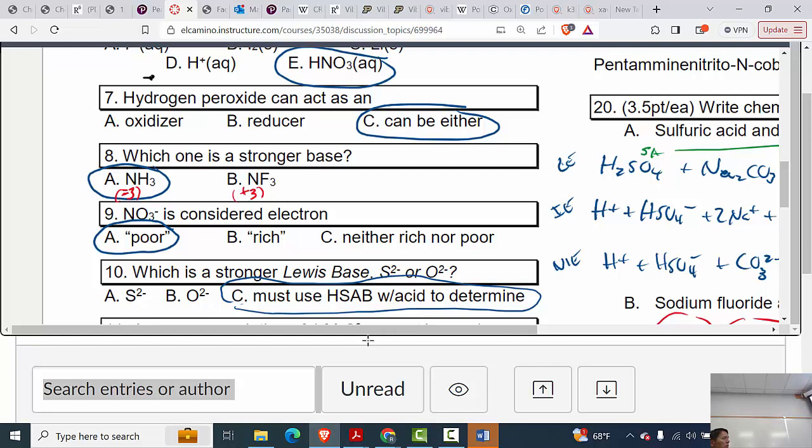Nitrate is considered electron poor. That is true here. And why is it? It's because of the oxidation state. What is the oxidation state on nitrogen in nitrate?